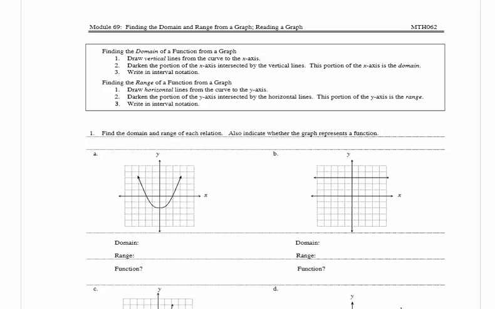And for finding the range of a function, we're going to draw horizontal lines from the curve to the y-axis, and then we're going to darken the portion of the y-axis intersected by the horizontal lines, and this portion of the y-axis is the range, and then we'll write it in interval notation.